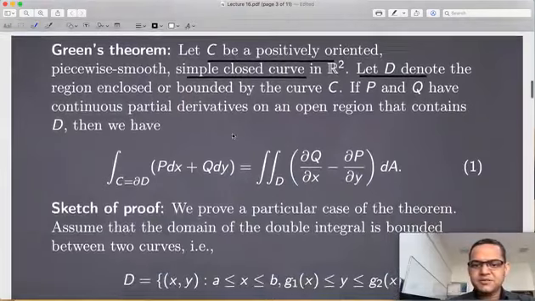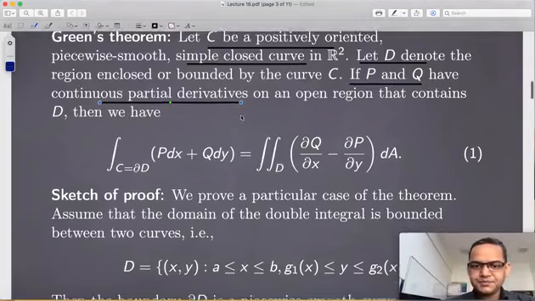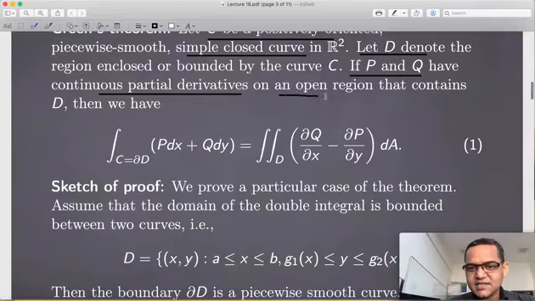And you consider a vector field for which the functions P and Q have continuous partial derivatives of first order. Here we are saying that this is happening on an open region that contains the domain. This is just to avoid any kind of singularity or any kind of problem in computing the derivatives of P and Q.